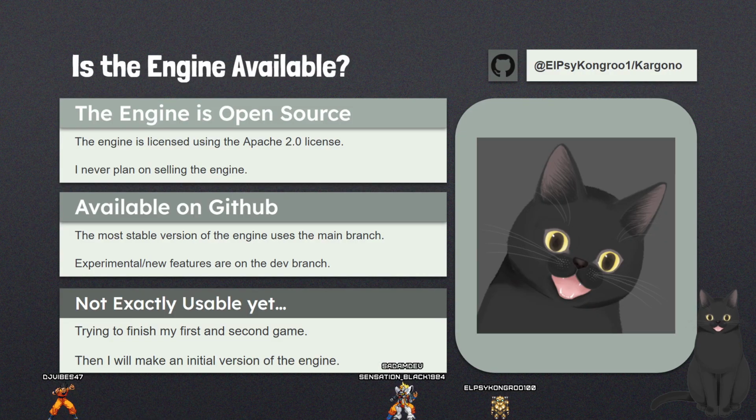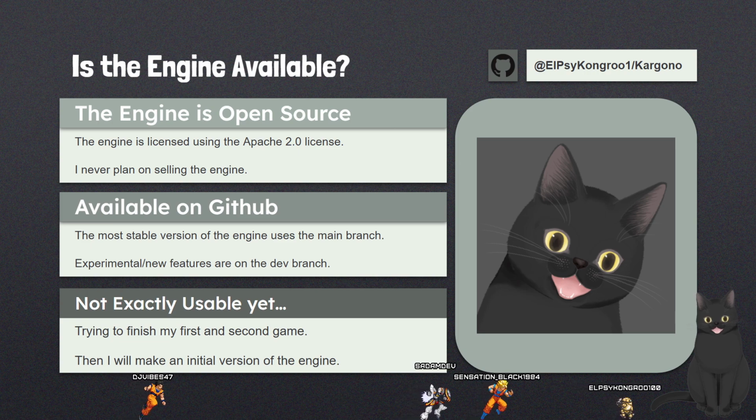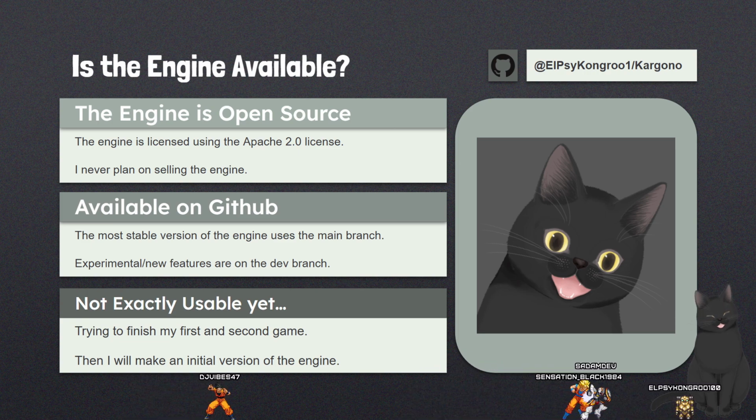So first thing, is the engine available? It is still kind of garbage at the moment because I'm working on it, but I do have plans for making an initial alpha version of it once I finish Pong and the next game I'm going to make, I believe, Snake. So I'll make Pong, Snake, and then I'm going to make an initial release of it, right? The engine is Apache 2.0 license, which is a very, very permissive license.